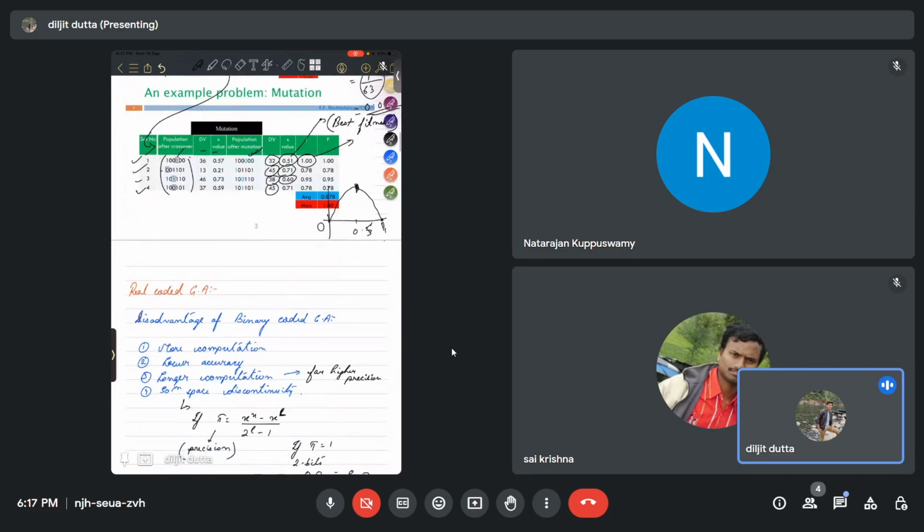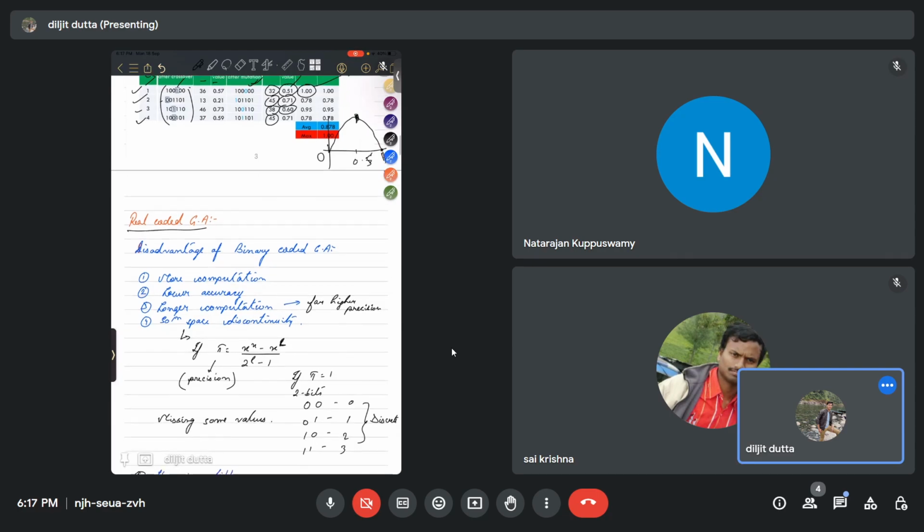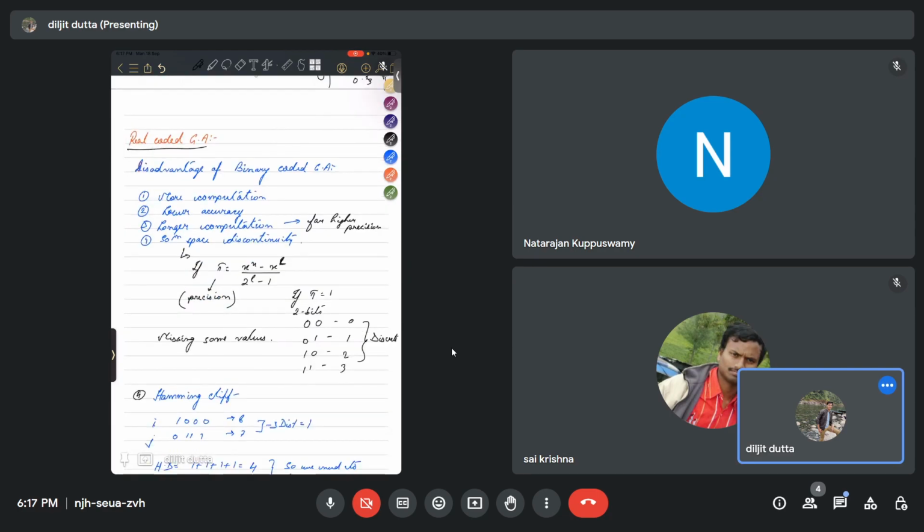Now there are some disadvantages of binary coded GA, so because of that we have to move on to something called the real coded GA. So what are the disadvantages of binary coded GA? The first thing is obviously more computation. If we want more accuracy, if the length of the string is very long, or if you have a high population size, we will have a very complicated computation, and it will take a lot of time.